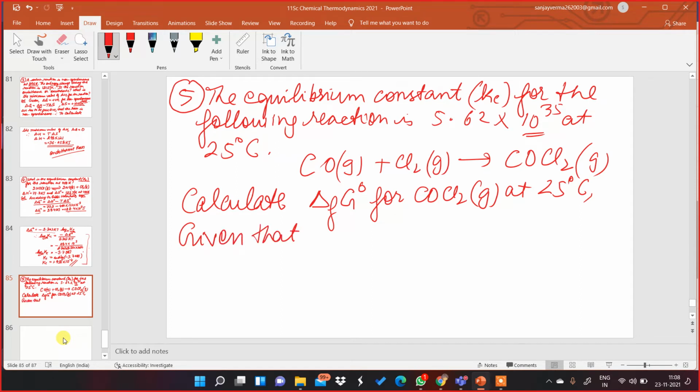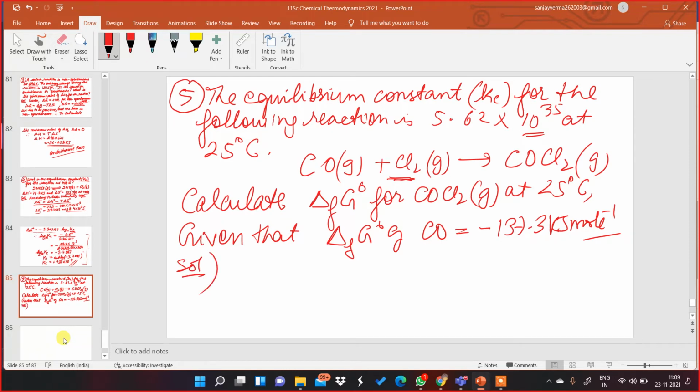that the free energy change for the formation of carbon monoxide is minus 137.3 kilojoules per mole. Okay, and the Gibbs free energy change for chlorine, as it is a molecule, an element, is 0.